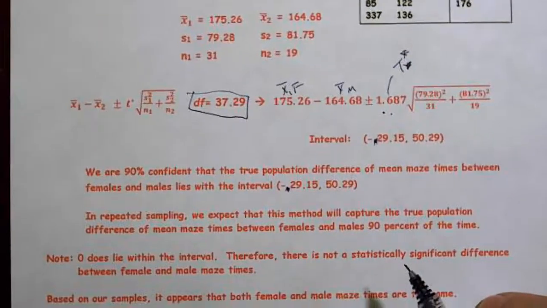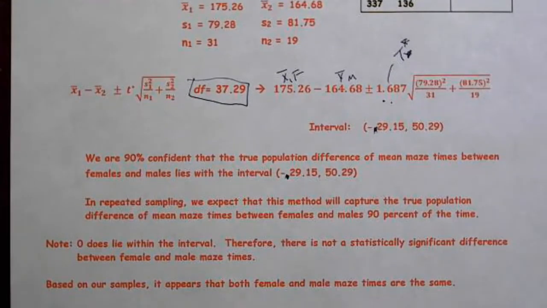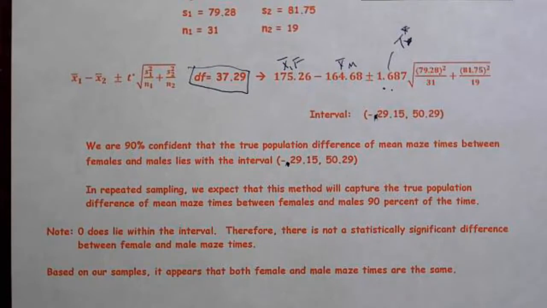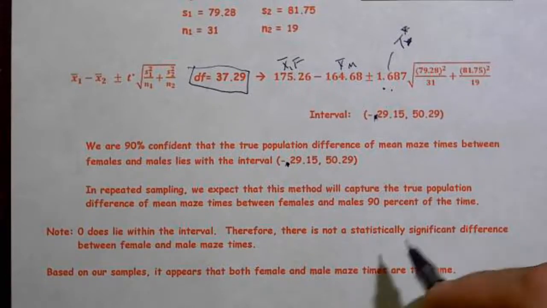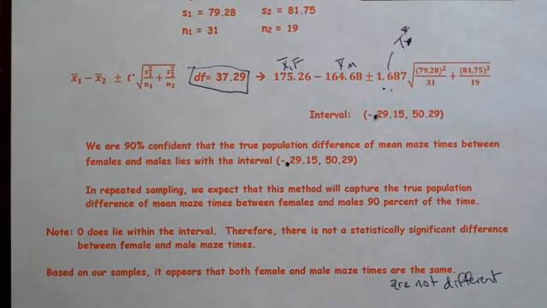In repeated sampling, we expect that this method will capture the true population difference in maze times, females and males, 90% of the time. Note, 0 lies within the interval. Therefore, there's not a statistically significant difference between female and male times. Based on our samples, it appears that both females' and males' times are the same. Or you could say they are not different, if that made you more comfortable. Right? Please remember, we didn't prove this. We just say, hey, we can't say that they are different.